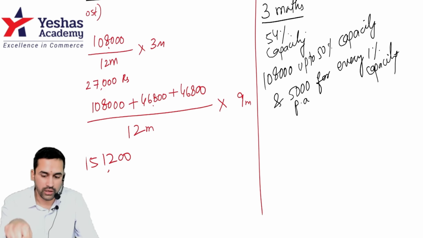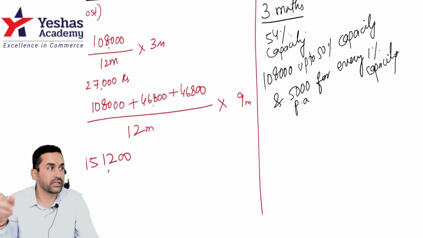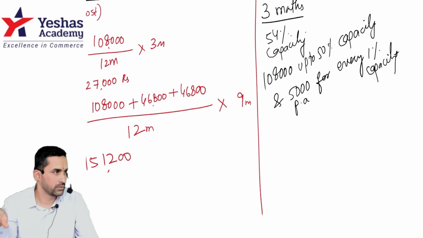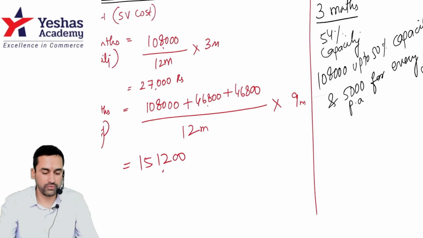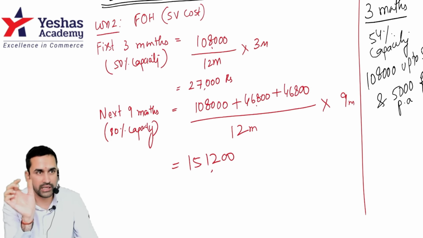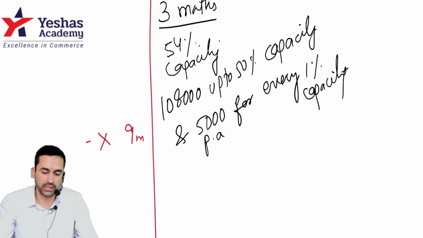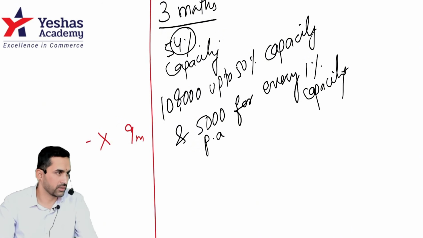But here they won't use the word part thereof. Now, if it is 59%, then you will take 9 times into 5,000 rupees. Understanding? So you have to read carefully in the question whether they have that any part thereof or they mention something like this. For every 1% capacity, you have to take 5,000. So then 108,000 plus 5,000 into 4 extra over and above 50. Done.